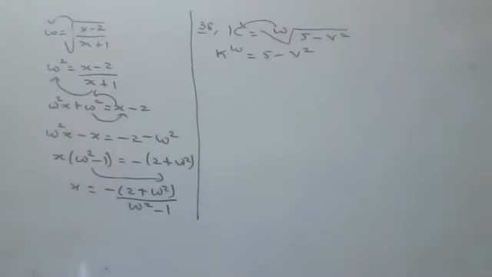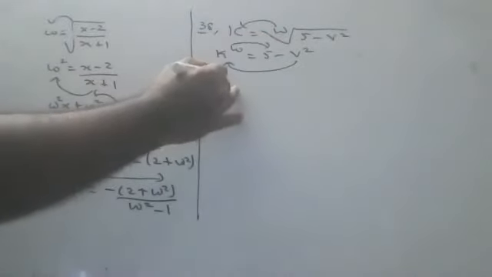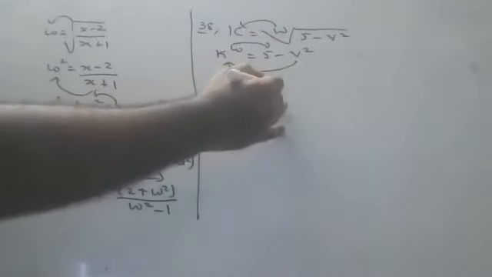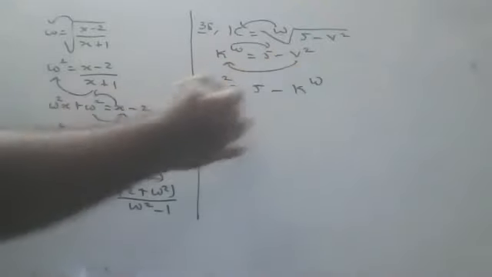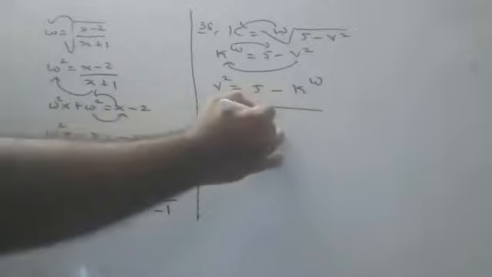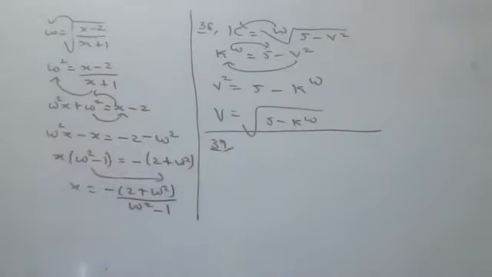Now I want v as the subject. So v square will come down, and this will go there. v square is equal to 5 minus k to the power of W. So v is equal to under root of 5 minus k to the power of W is the answer. Okay, children.